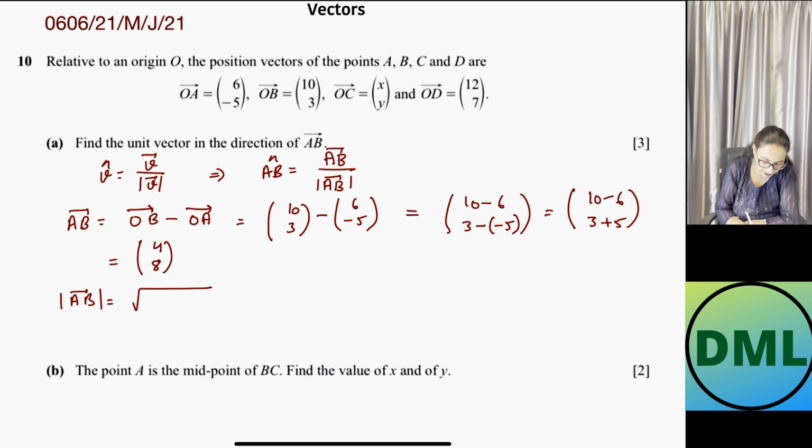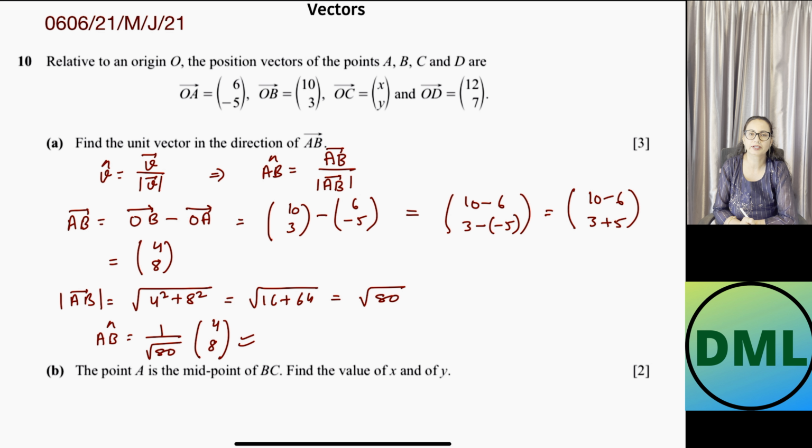The magnitude will be written as root of 4 squared plus 8 squared, x squared plus y squared, which will be equal to root of 16 plus 64. That will be equal to root of 80. I need to write down the unit vector. The unit vector will be written as 1 over the magnitude and the vector. My vector is (4, 8). That will be your answer for the first part.